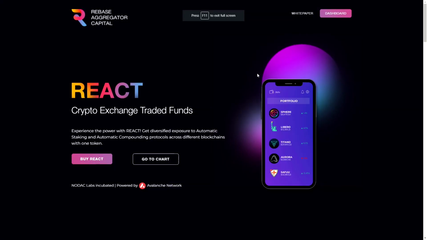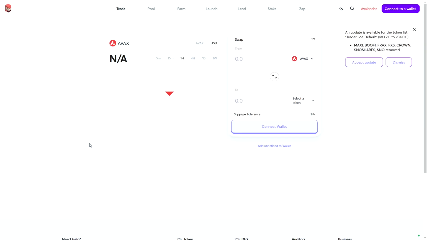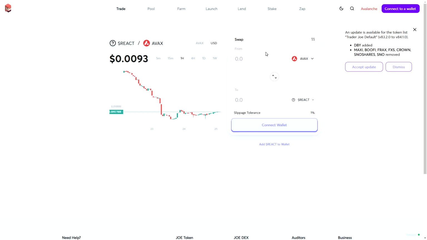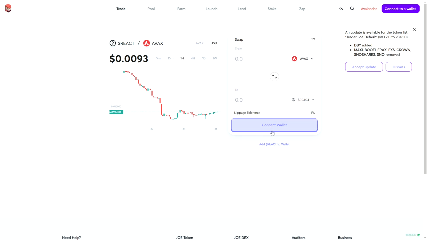Finally, how do you get into this project? Real simple. All you have to do is just come right here where it says buy React. You're going to click that button right there. It's going to take you to Trader Joe. All you're going to do is accept right here. And remember, this is on the Avalanche network. If you have AVAX, you need AVAX in your wallet. You're just going to put 2 or 3 or however much AVAX you want. And you're going to connect your wallet and purchase these tokens. Once you have these tokens, you are all set to go.